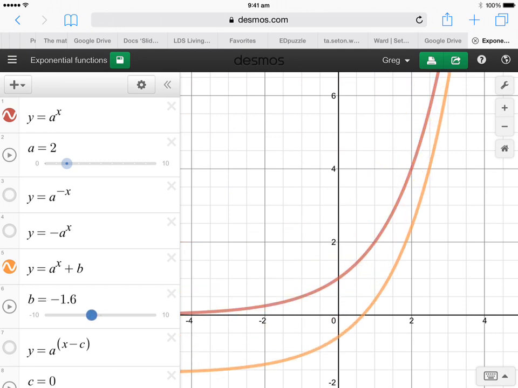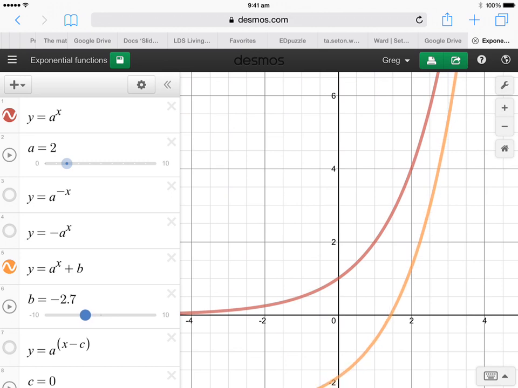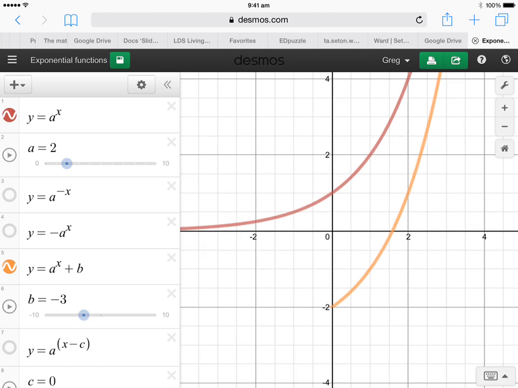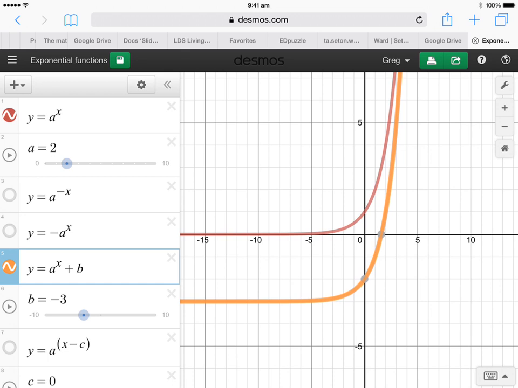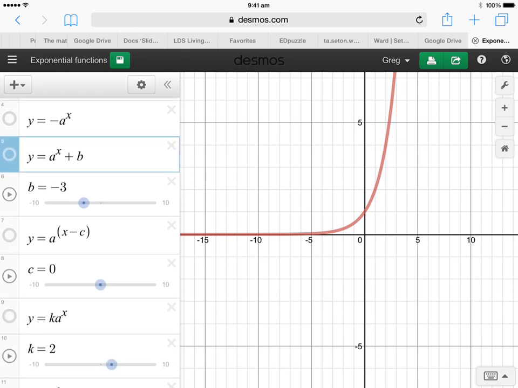We can also go into the negatives. So 2 to the power of x minus 3 would be down here, and it would look like that. If I zoom out a bit, you'll just see that every coordinate is moved down by 3 units. Next one, y equals a to the power of x minus c. So let's look at what happens when we change the value of c.